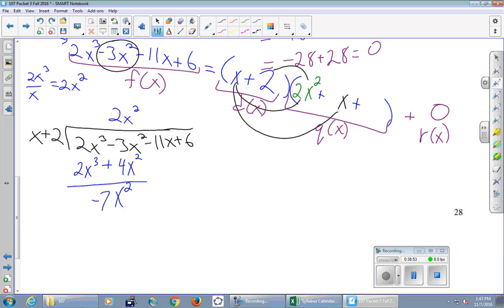Okay, then we're bringing something down. Minus 11x comes down. And then we do x into negative 7x squared. How many times? Negative 7x. Put it right above the 11x. And we distribute. Negative 7x times that x plus 2. Negative 7x squared. And then minus 14x.